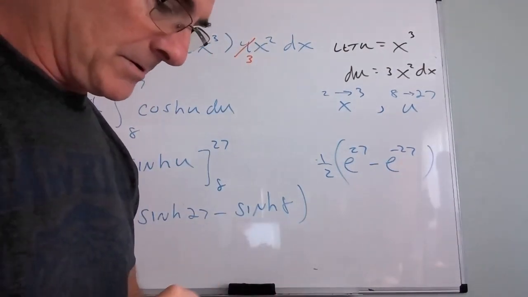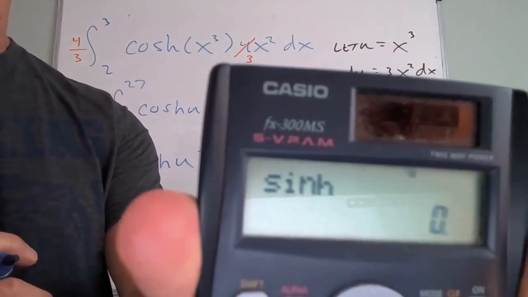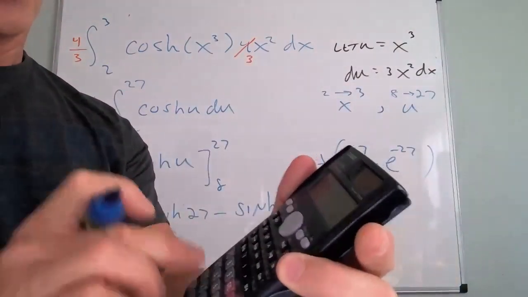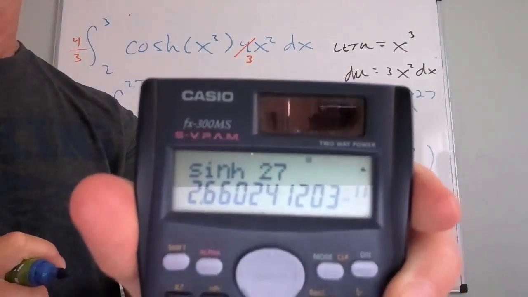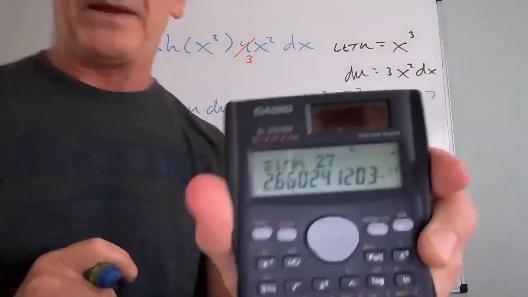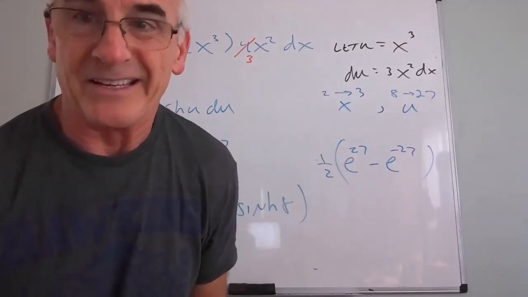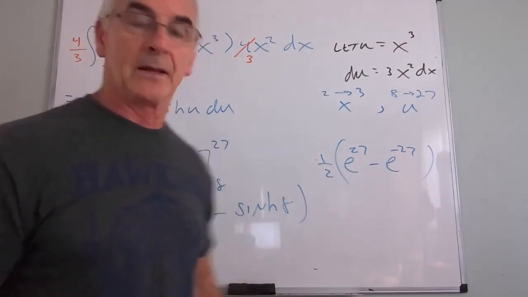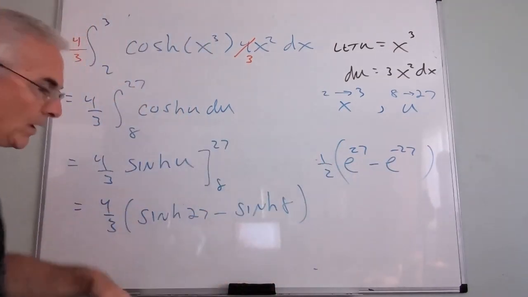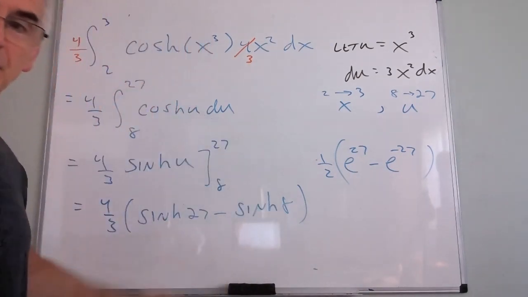Now, if I really needed a decimal value, then I just simply hit hyperbolic sine on my calculator. 27. This is going to be astronomically large, by the way. Wow. How come it's so big? Because you got this in the problem. If I really needed to calculate, this isn't useful to me. It's just too big. So I'm going to leave it like this, or I'm going to give a decimal answer. One or the other. For our purposes, we leave it like this.